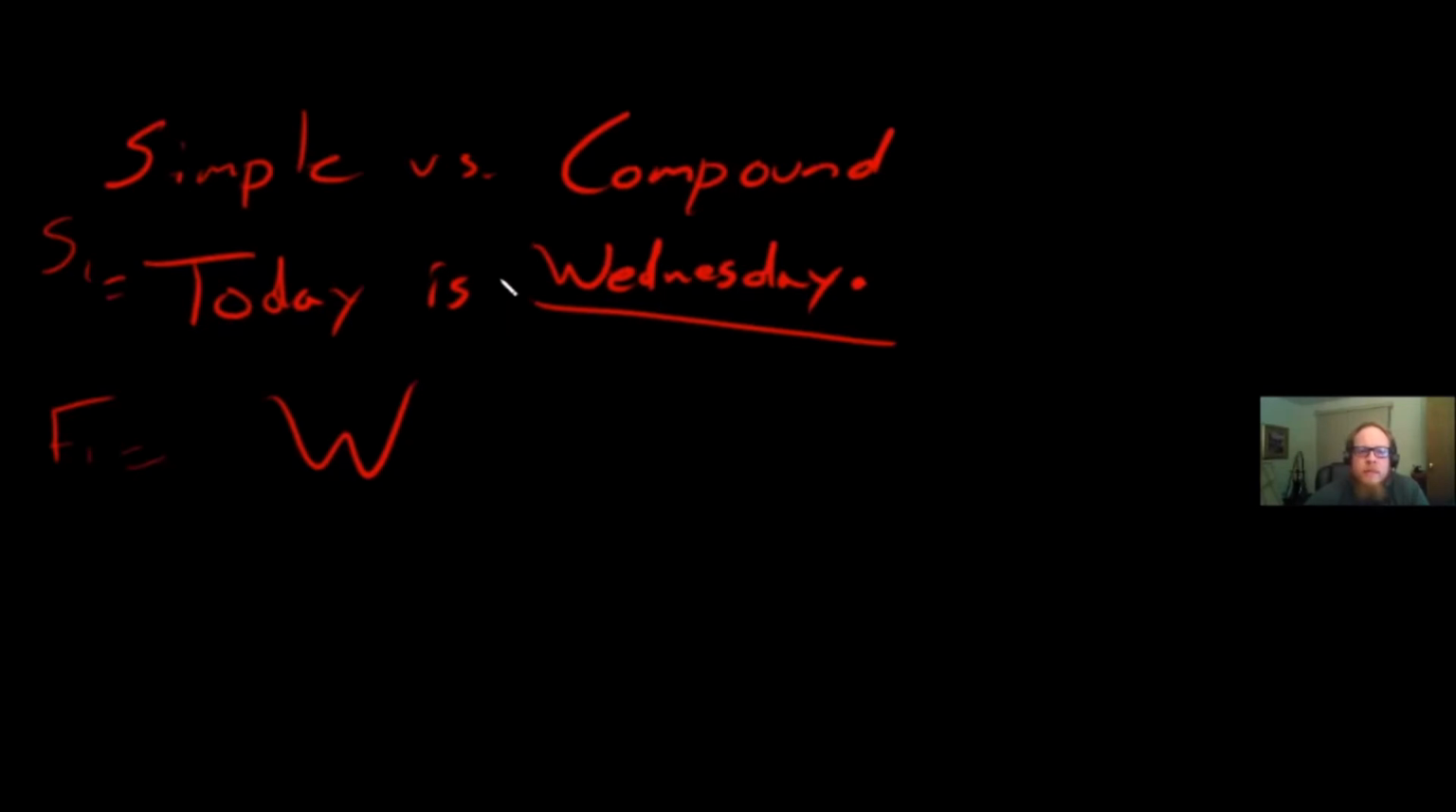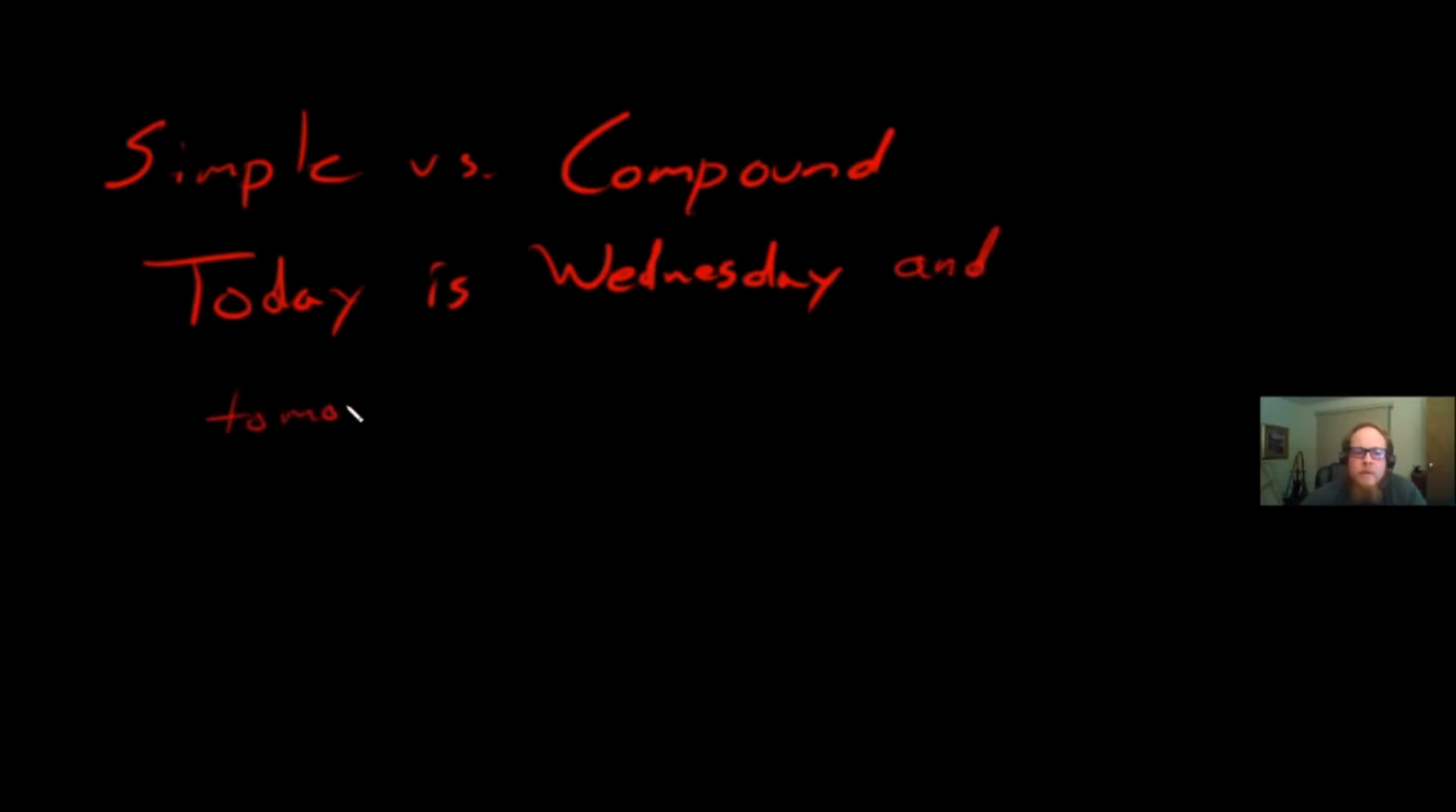So this is a simple statement because there's only one element here. As soon as we start bringing in other elements, it's no longer a simple statement. It ends up being compound. So compound statements are where we have bundles of simple statements. So let's look at an example of that. So we've got this still. Today is Wednesday. Now look what I'm going to add a little bit to it. Today is Wednesday, and tomorrow is Thursday.